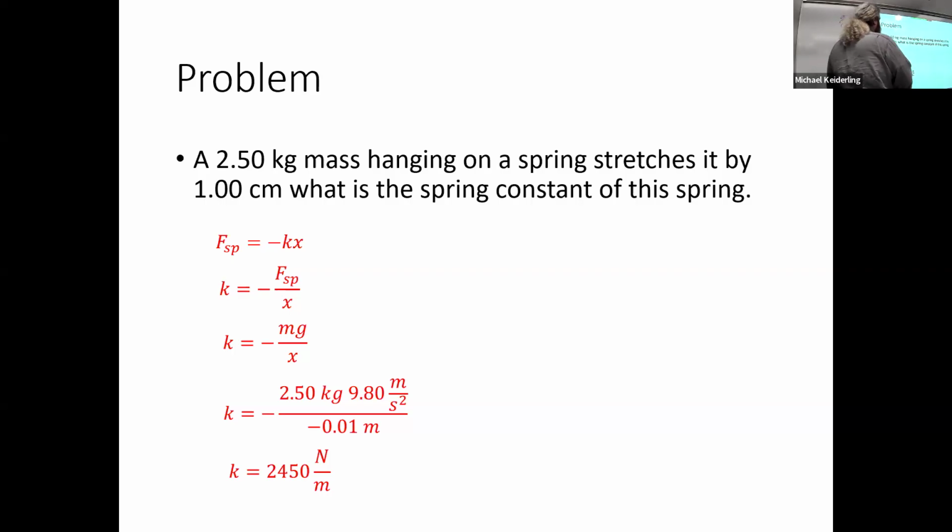So minus 2.5 kilograms times 9.8 meters per second squared over minus 0.01 meters. You need the extra minus sign in there somewhere to make sure you get a positive number for k. Force constant will always be a positive number. But the idea is that the sign of the force and the sign of the displacement will always be different. One will be positive and the other will be negative. So k comes out to 2,450 newtons per meter.